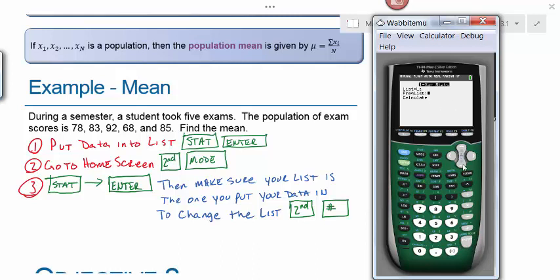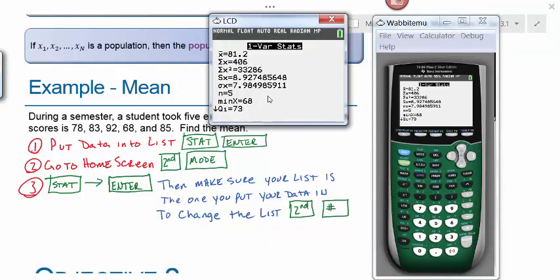Leave the frequency list blank for now. The last example we'll look at tonight, I'll show you what to do with that if we have weighted tables or group data. Then we hit calculate. And what pops up is what's called our one variable statistics.